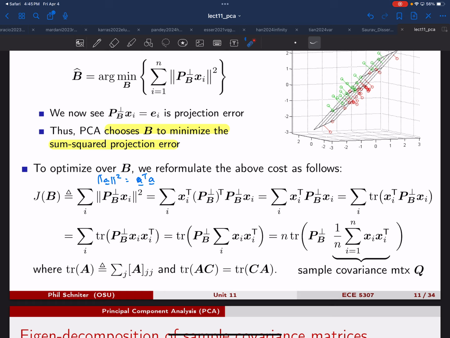Okay, so we've basically taken this version of the cost function, and now we've said n trace P_B perp times Q. Is everybody with me so far? Okay, any questions on any steps here?